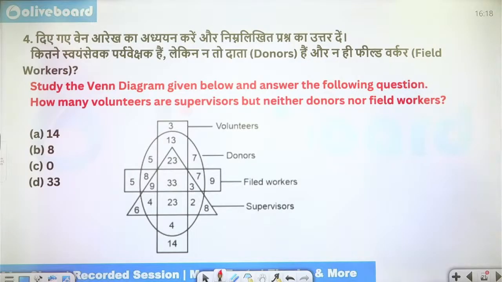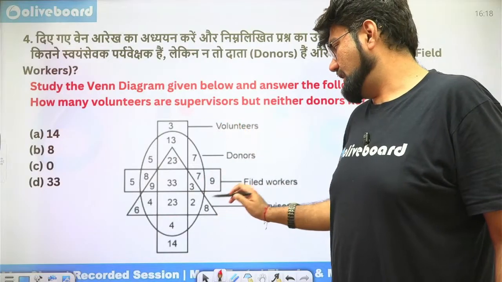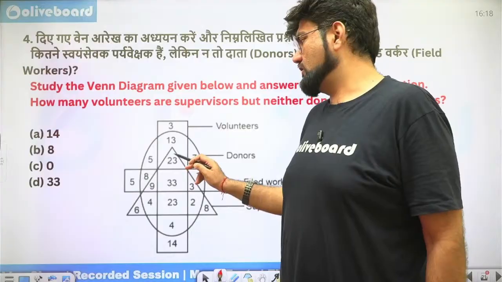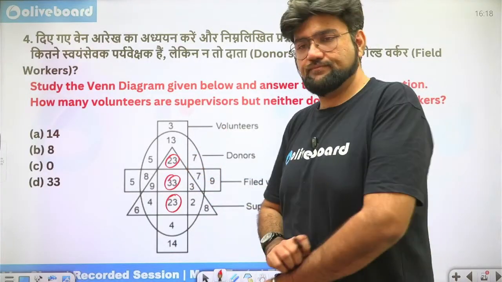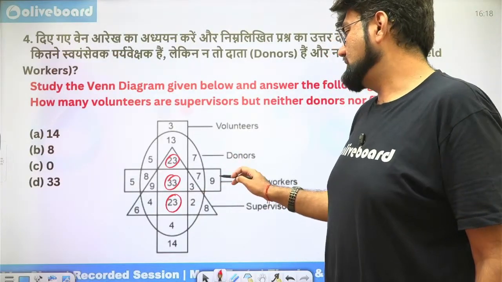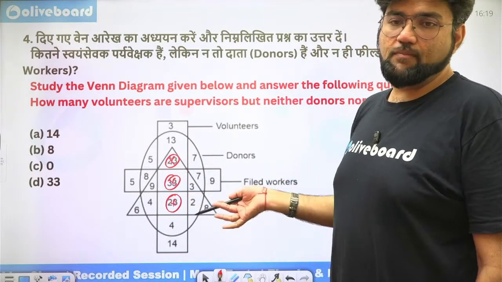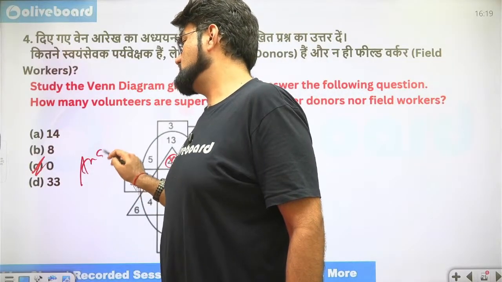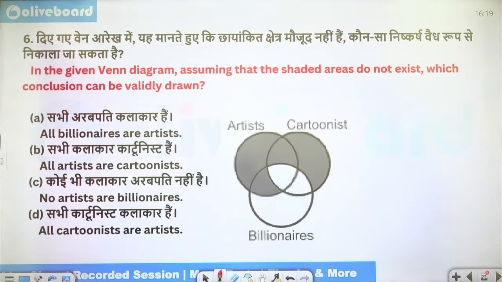Okay, now the question is saying how many volunteers are supervisors? How many volunteers means the vertical rectangle, are supervisors means the triangle, but neither donors nor field workers. Okay, first let us see what is common in the triangle and a vertical rectangle. We have 23, 33 and 23. That's it. But they should also not be a part of the ellipse and the horizontal rectangle. So neither this is true, nor this is true, nor this is true. They cannot be a part of them. That means there are no such people who are actually satisfying this logic. So option C is the correct answer. 0. Right? Next, look at this. It is a very good question.